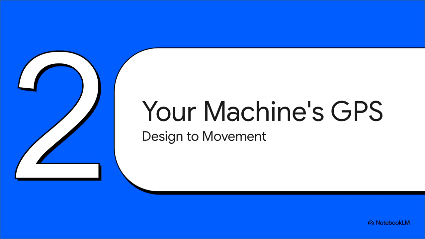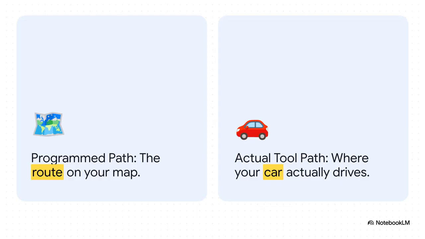The best way I found to think about cutter compensation is, well, it's like a GPS navigation system for your CNC machine. Seriously, you tell it the final destination, that's the finished edge of your part, and it automatically figures out the precise route the tool needs to take to get there. So your G-code program, that's the route you've plugged into your map. It's the exact edge of the part. But the machine has to calculate where the center of the tool should drive to keep its cutting edge, think of it like the tire of your car, perfectly on that road.